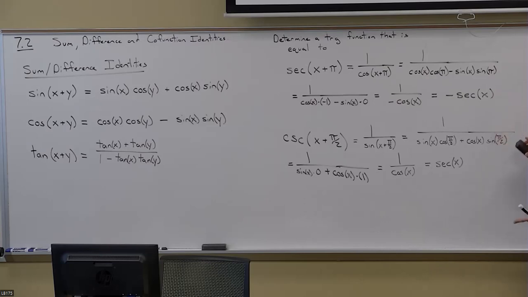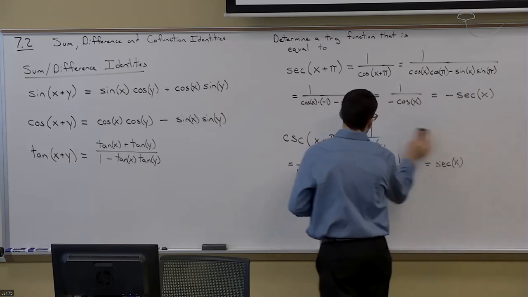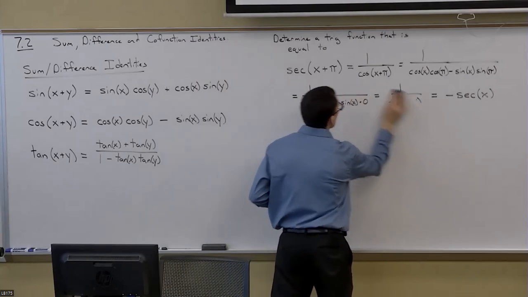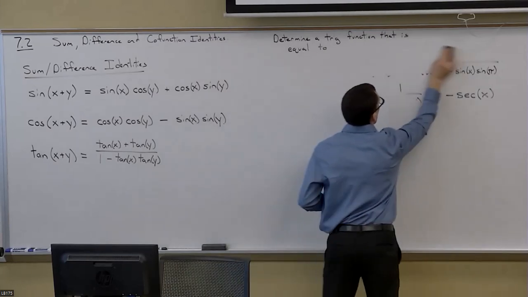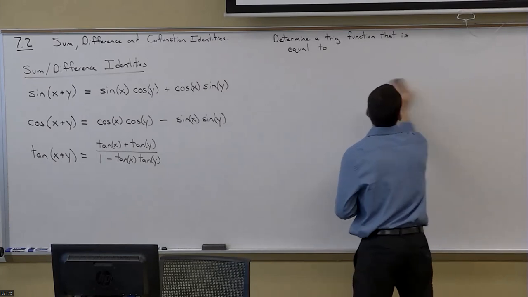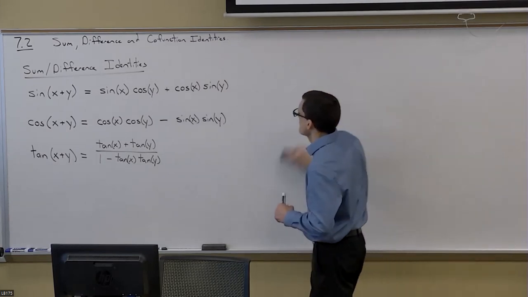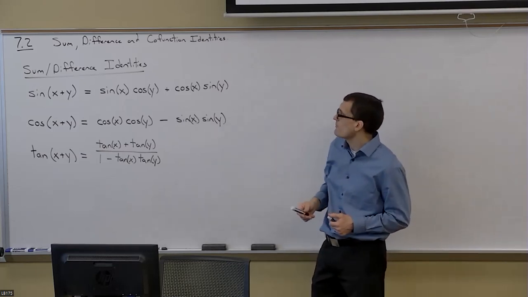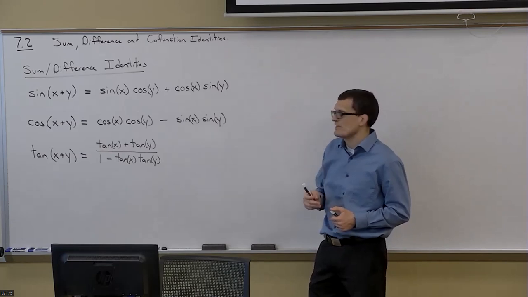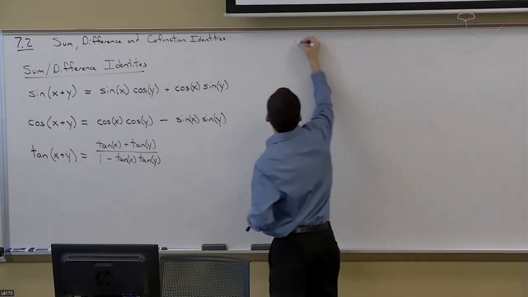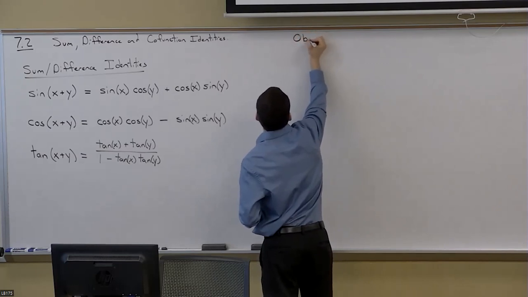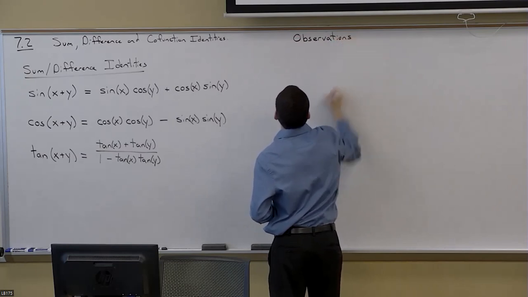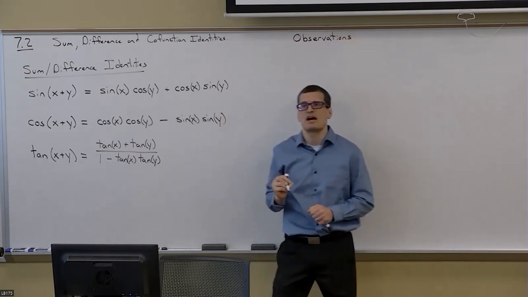If you shift around by pi over 2, shift by pi, what do you get? Now, most of it's shifting. There's a couple of other observations we can make from these sum difference identities.